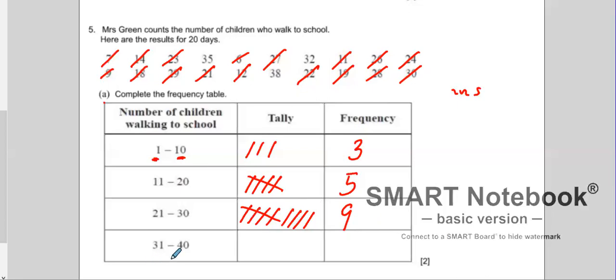Guess what? 31 to 40 will be the remaining others. 31 to 40, there is that. Okay, any other number which is not cancelled? So you can see everything is cancelled. So here you write 3.